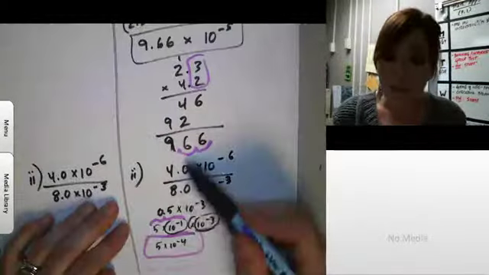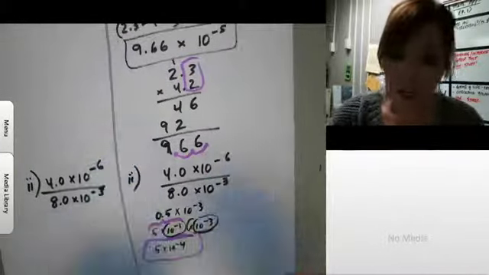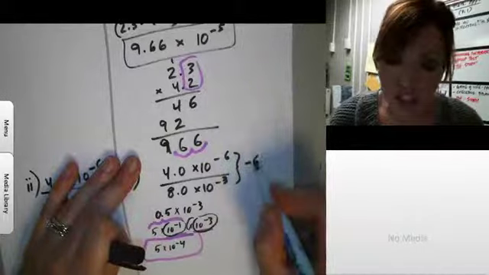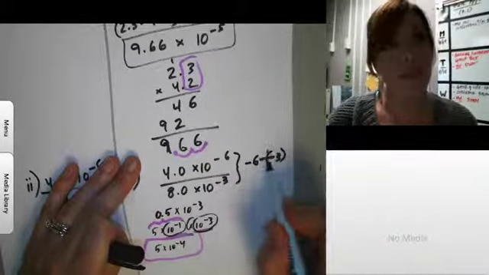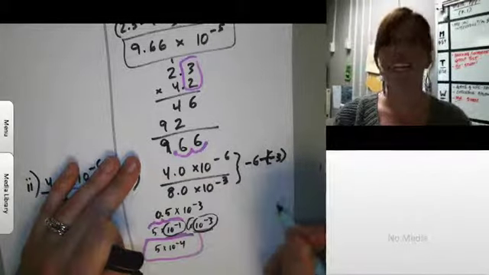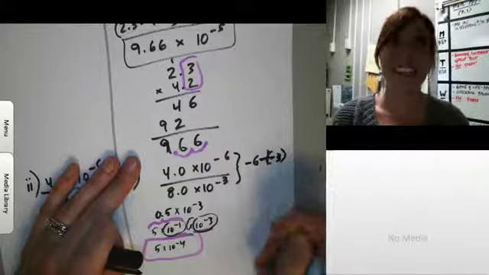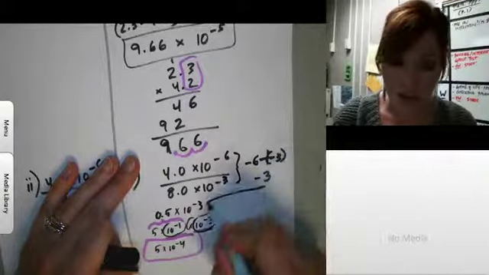4 divided by 8 is 0.5. And then with this one you do subtraction, negative 6 minus negative 3. So a negative and a negative become a plus. And negative 6 plus 3. If I start out at a negative 6, my day starts out at a negative 6. It's a really bad day. But if 3 good things happen, I'm now at a negative 3. So that's where that one comes from. Does that part make sense?